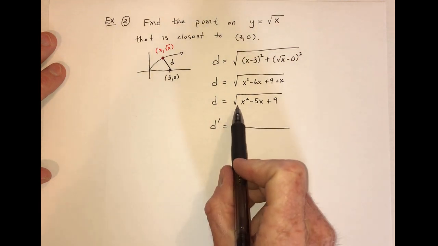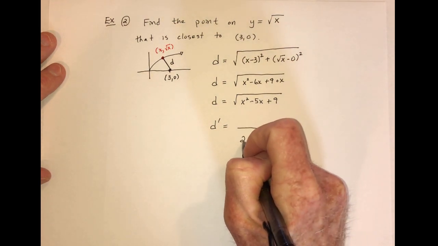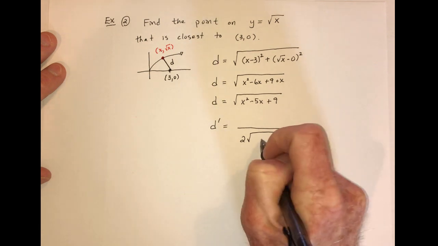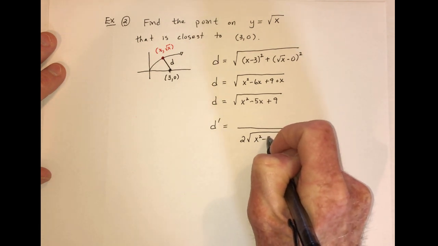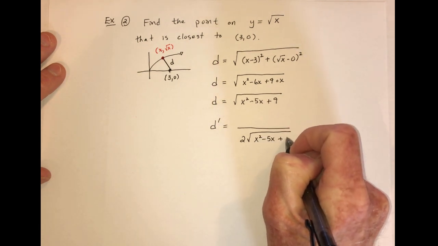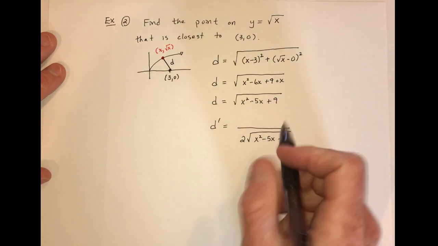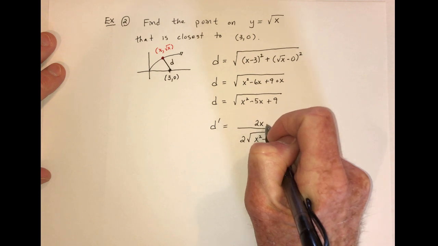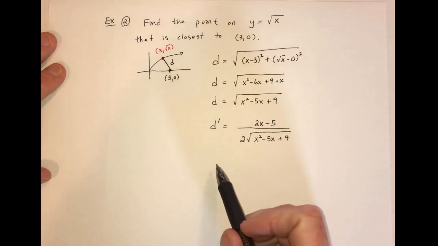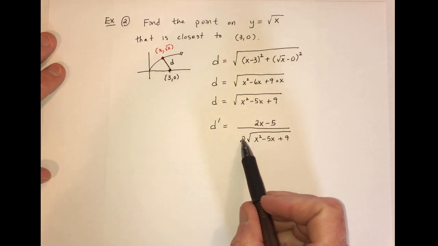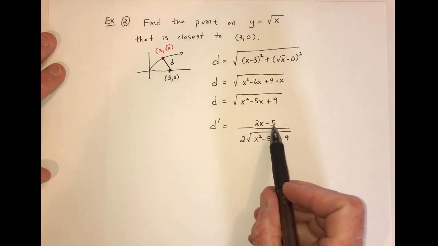And the derivative of the square root function is 1 over 2 times that square root function. Next up, do the chain rule. So the derivative of the inside will be 2x minus 5. Notice that you cannot cancel these 2's, because if you do, you would also have to have a 2 in there to cancel, which we don't.